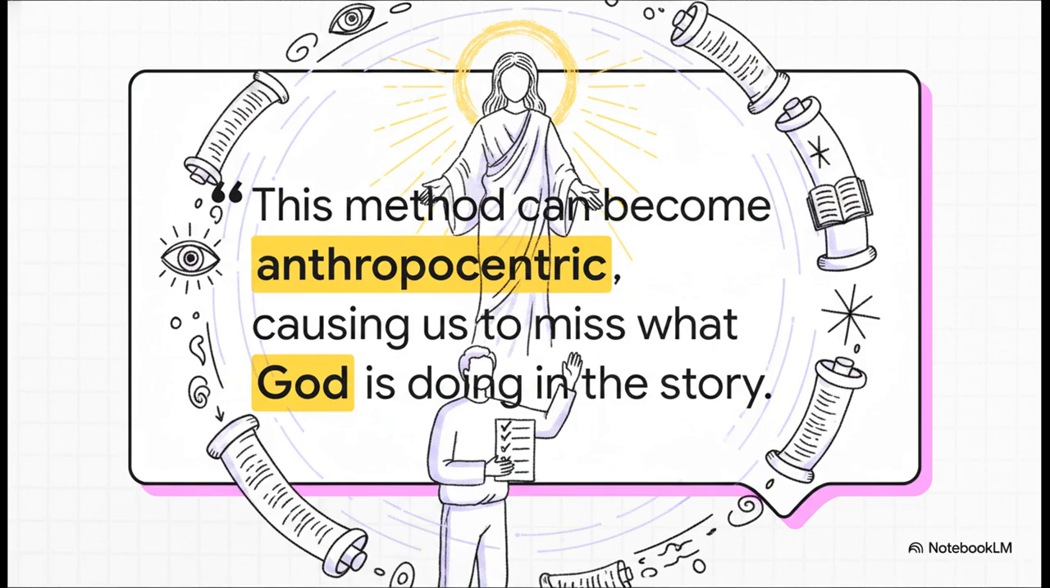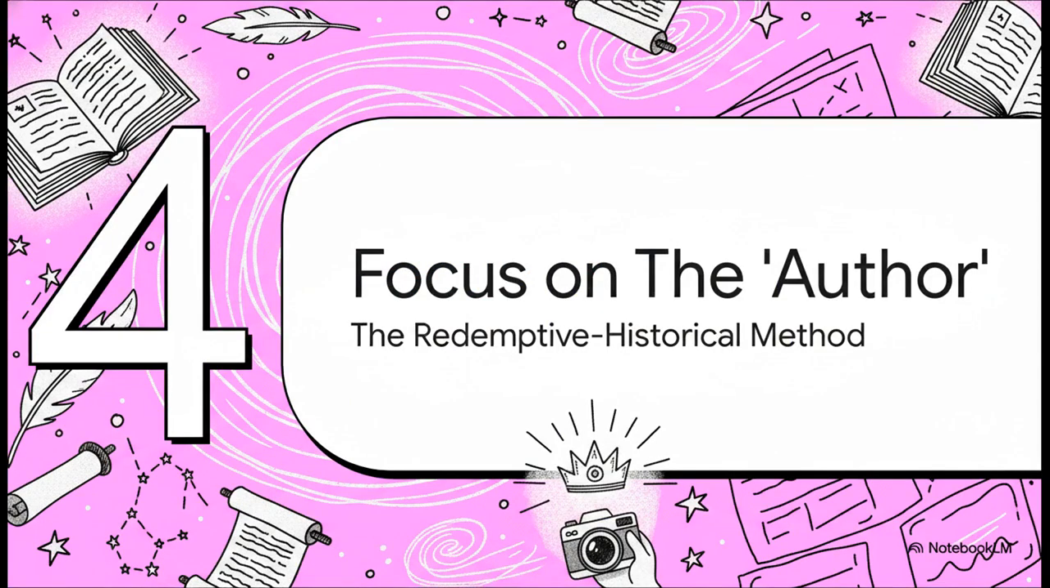This whole approach can become anthropocentric, which is just a big word for human-centered. It becomes all about us. When we're so focused on the do's and don'ts for our lives, we can totally miss who the story is actually about, which, in these stories, is usually God. And that leads us right into a third way of reading these stories.